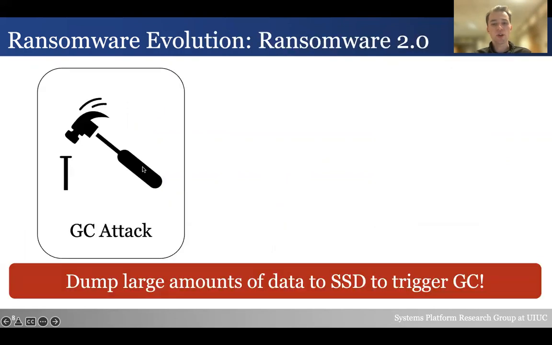To demonstrate ransomware's adaptation to SSDs, we identify 3 new attacks circumventing SSD-based protections that we call Ransomware 2.0. First is the GC attack. The GC attack leverages the insight that once garbage collection removes the retained data, it is no longer available for recovery. To that end, the GC attack dumps large amounts of data to fill the free blocks of the SSD and trigger GC. GC will then remove the victim's data.